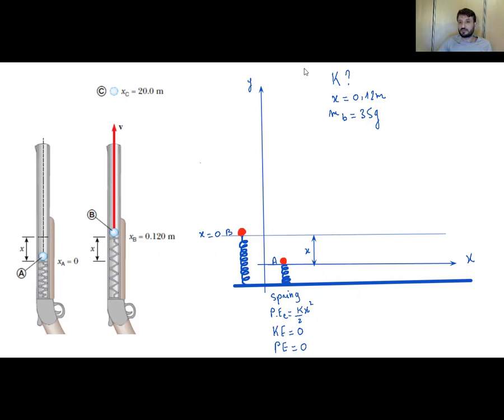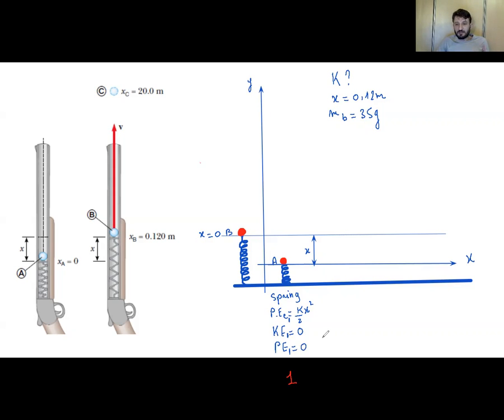Let's say this position is the system 1. In the system 1, we have the elastic potential energy of the spring. We have no kinetic energy and we have no gravitational potential energy of the system. Here we have system 1, so elastic potential energy 1, kinetic energy 1, potential energy 1.